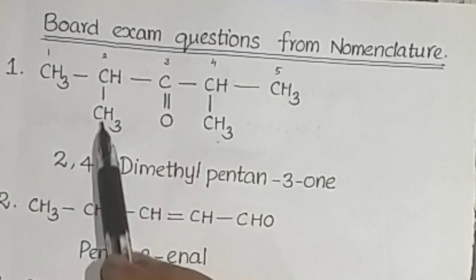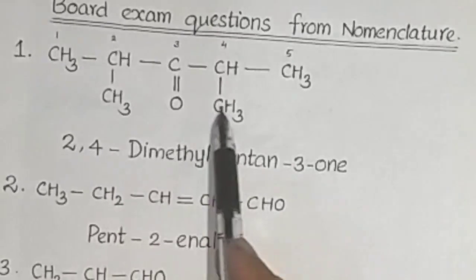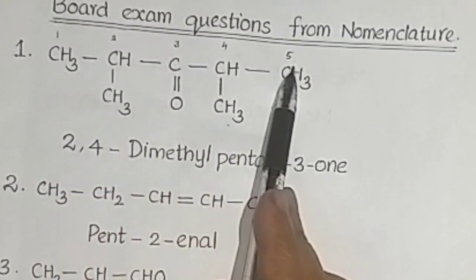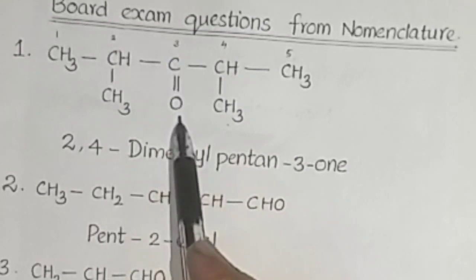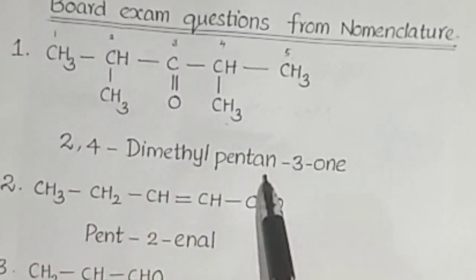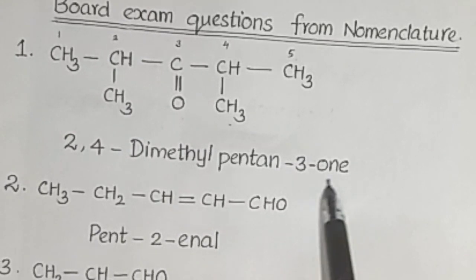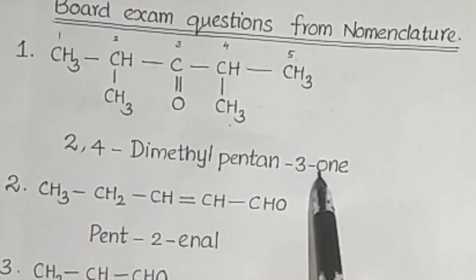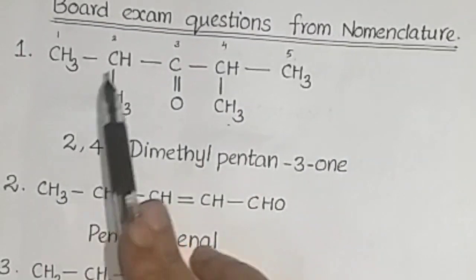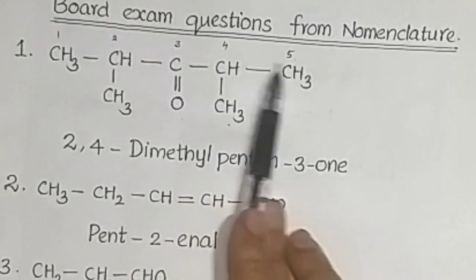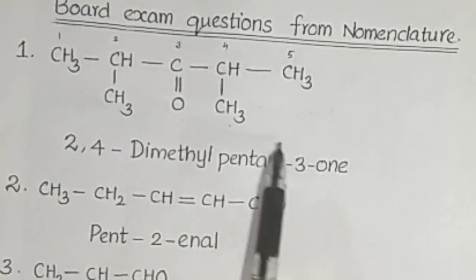So we can write 2,4-dimethyl pentane. In the third carbon atom, the CO group is present. Because it is a ketone, the name ends with -one. So 2,4-dimethyl pentan-3-one.